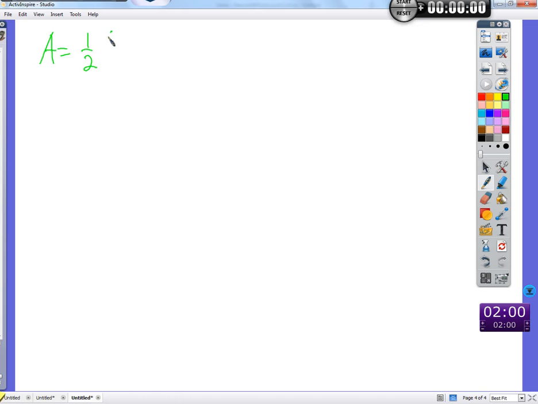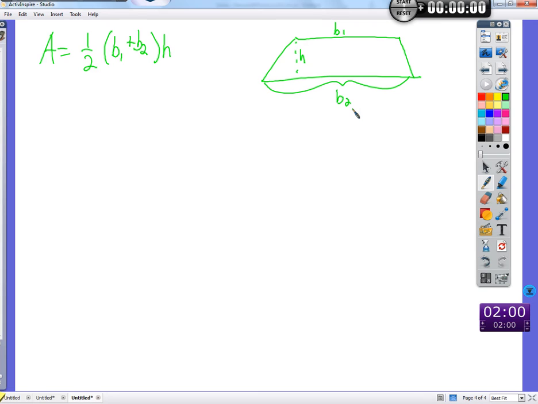Area of a trapezoid here. So we want to find the area of a shape like this. And this is h. This is b1, and this all the way across the bottom is b2. Then the area of that trapezoid is 1 half b1 plus b2 times h. And if we want to solve for b1, let's solve for b1.